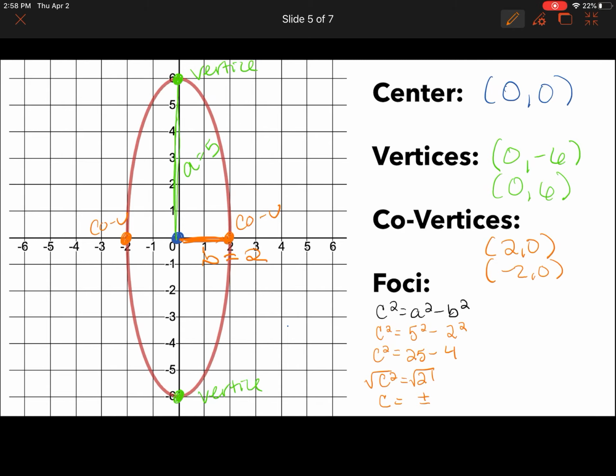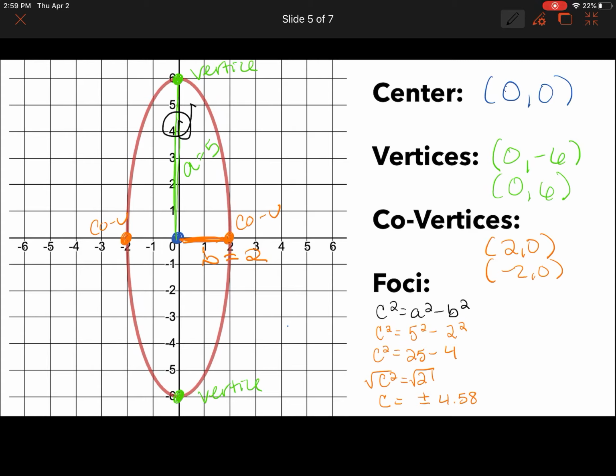And I'm going to use my calculator and figure out the square root of 21 and just round it. So let me real quick get to my calculator. The square root of 21 is 4.58. So that means if I go 4.58 units to the right and 4.58 units up and down. Okay, so now what we got here is, I know my focus is going to be somewhere right here.